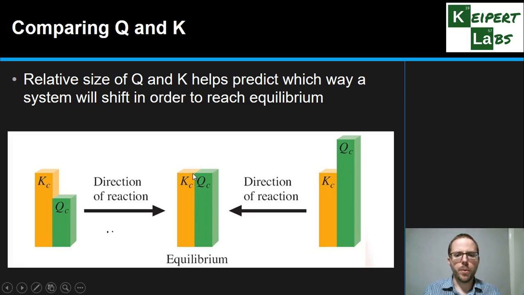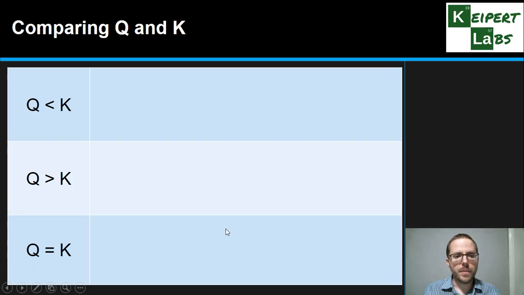At equilibrium, Q and K are equal, because that means the concentrations are at equilibrium. Whereas if we're not there yet, then Q might be bigger than K, or Q might be smaller than K, and that will help us work out what needs to happen. So we've got three situations that we might encounter: Q is less than K, Q is bigger than K, or Q is exactly equal to K. What does each of these mean?